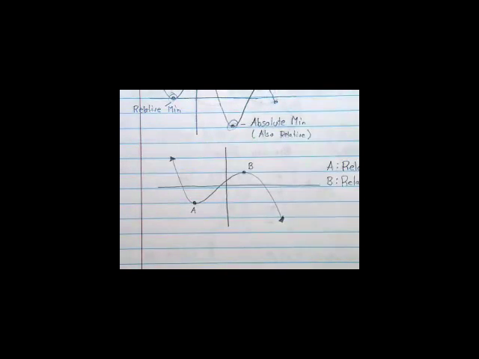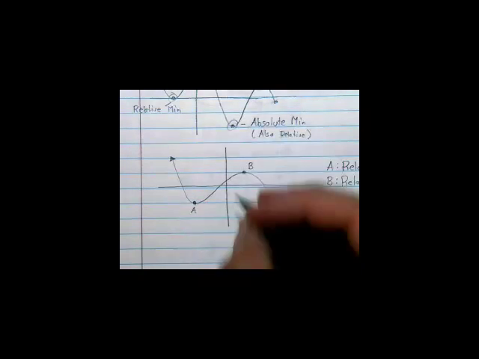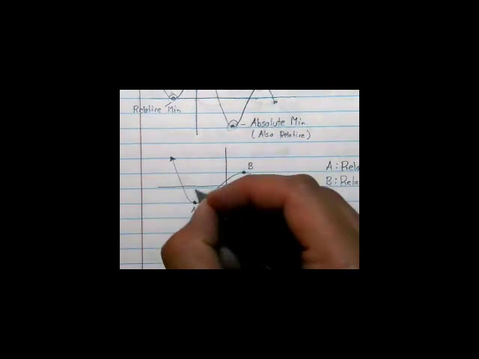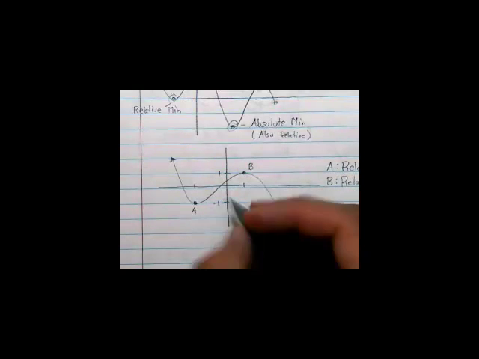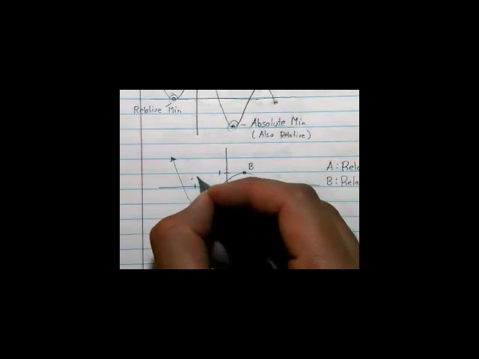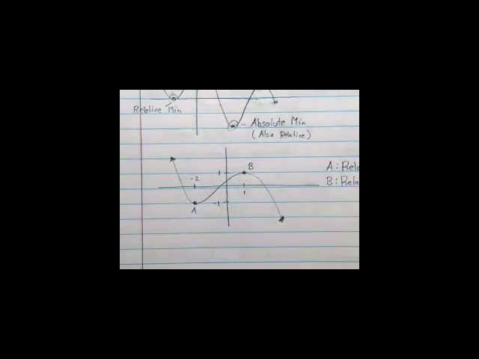Okay. Now, if we had coordinates for these points, because they might ask you to do this too. So let's say this is at 1. This is at -1. Maybe this is at -2. This is at 1. So they might ask you, what is the value of the relative min? What's the value of the relative max? When they use the word value, are they talking x or y, do you think?